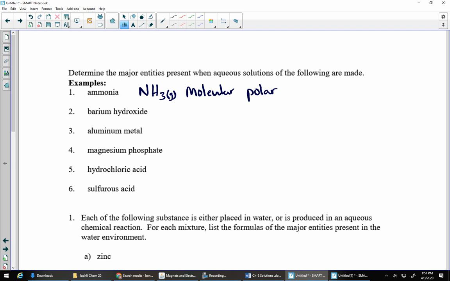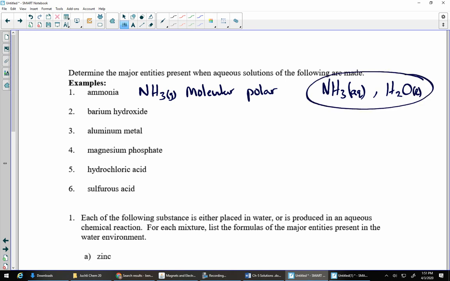So from all of those things, we could say if it's a polar molecule, it likes to dissolve. It's molecular, so even if it does dissolve, it's just going to stay as its individual molecules. So the major entities present would be NH3, but it would be now dissolved, so we put aqueous afterwards. And we would also have, of course, water, H2O, as a liquid. Perfect. Those are the major entities present for ammonia.